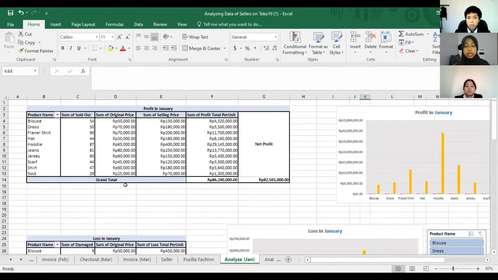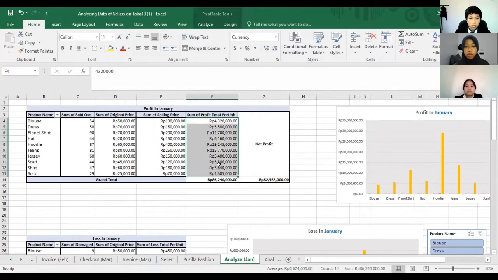Next, there is the analyze in February and January worksheet. In this worksheet, there are 2 pivot tables, 2 pivot charts, and 2 slicers. The first is a pivot table for profit in January. This table consists of 5 columns, namely product name, sold out, original price, selling price, and profit total per unit. This column is obtained from the calculation of the selling price minus original price. The result is multiplied by the number of sold out.